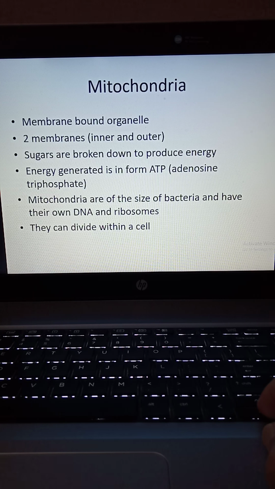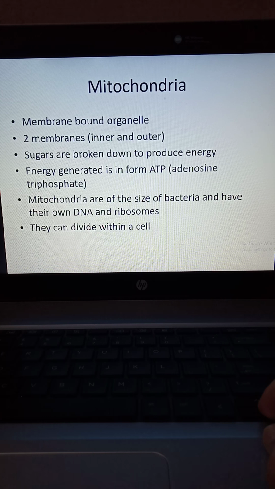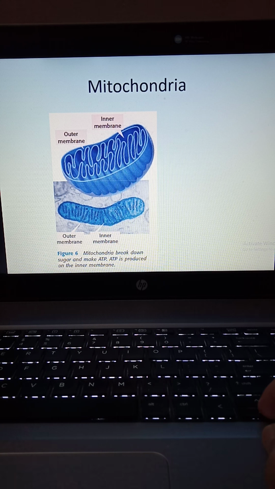And of course, they can divide within the cell. We know that cells divide, but mitochondria can divide even inside the cell because they were once bacteria and they still retain their own job, their own function. Like bacteria, they divide, so mitochondria also divide on their own. And they don't need the permission of the cell to divide. Yeah, very interesting. And this is how they look, the inner membrane and the outer membrane.